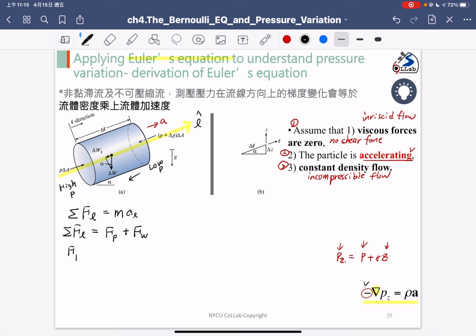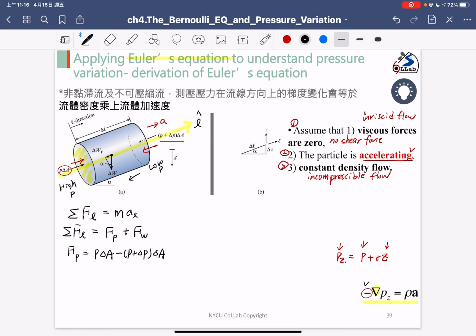So what's F_P? We know that we have two items. The first one is P delta A on the left-hand side, and on the right-hand side we have P plus delta P multiplied by delta A. The pressure force on the left-hand side is positive because the direction goes to the right. So we have P delta A, and on the right-hand side, the pressure force is negative, going to the left. So we have minus P plus delta P, multiplied by delta A. Delta A is the area of the particle surface.